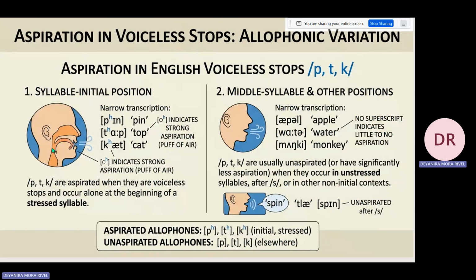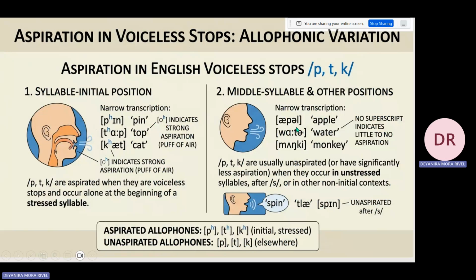But not only when they're at the beginning. Oh, and by the way, they have to be followed by a vowel. If we have another consonant like an R, like in pray or try or create, then we don't have aspiration. So it's only when there's a vowel after the PTK.